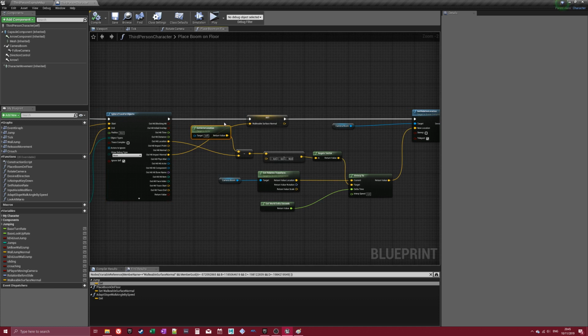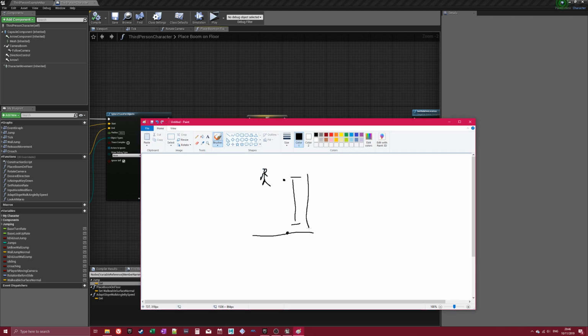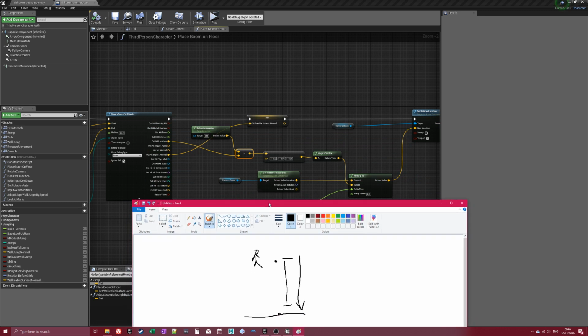I'm gonna get a direction. So the actor location minus the hit location. So let's say Mario is here. This is his location. This is the floor. And this is where the capsule does that. So I'm gonna subtract that, and I'm gonna get this vector with this magnitude, because it's a world location. So it could be any number. I want to have this magnitude of the vector with this direction. I'm gonna subtract 50 from that.